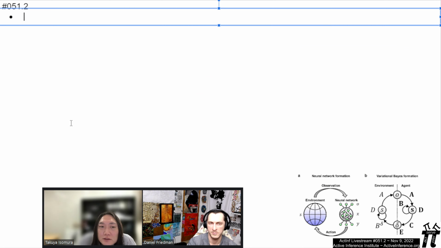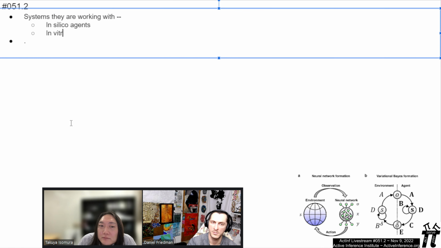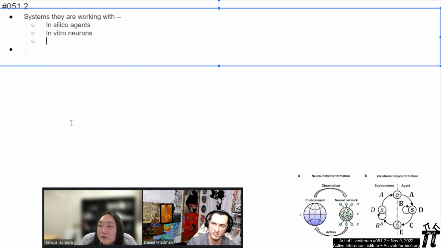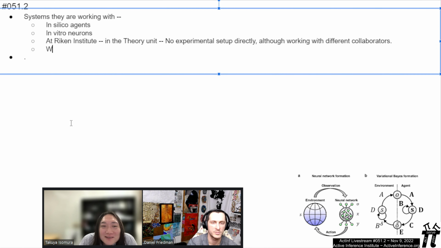That in vitro system was made when I was a PhD student. So that is an experiment we did in my previous lab. And now I moved to the Riken Institute, and I'm a principal investigator of a theory unit. So now actually we don't use any experimental setup. Any experimental validation is done with some collaboration. Although I cannot say the details about that collaboration, we are running some collaborating work on the validation of theory using various animals. Yeah, so we hope we can show some interesting follow-up results using animal data.